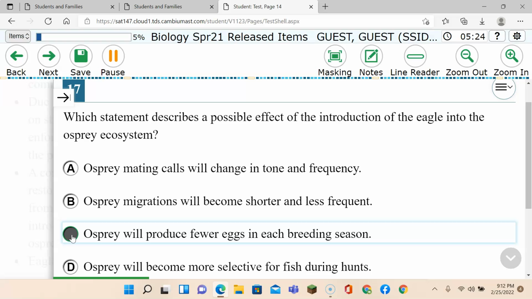So, osprey mating calls in A really wouldn't be involved with this question. Osprey migration will become shorter and less frequent. We have no proof of that. And D, osprey would become more selective for their food. No, they would become less selective because they're fighting to survive. So the correct answer is osprey will produce fewer eggs in each breeding season.